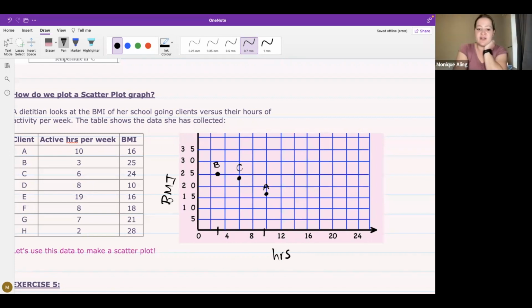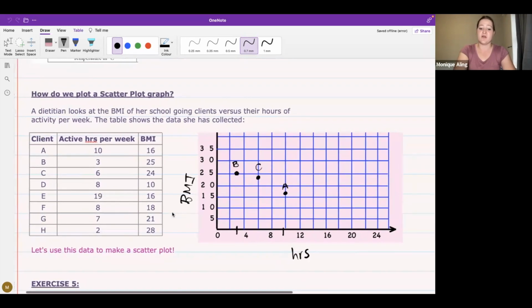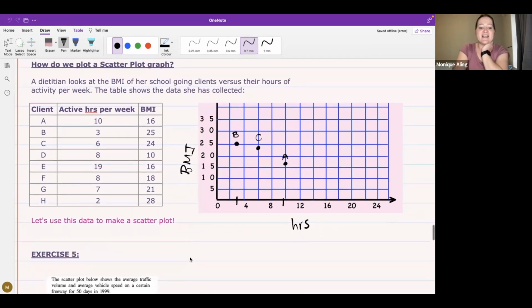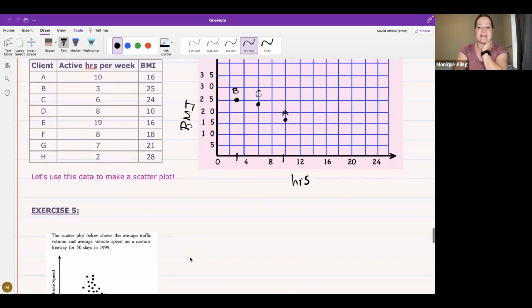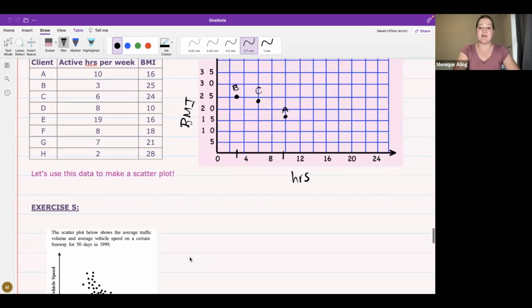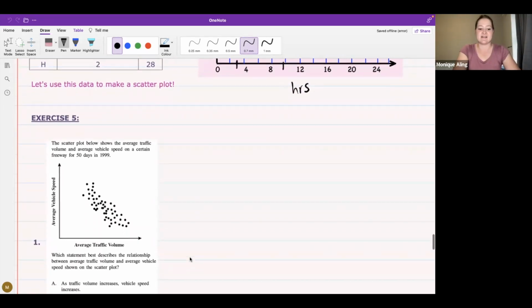Okay, but I'm not going to go too much into that. Everyone happy with how we're plotting the points? And obviously, once we plot all the points, we could see if there's a positive, negative, or no correlation. Okay, let me know in the chat if you want me to do more points, but I think we can maybe go on to the next exercise.